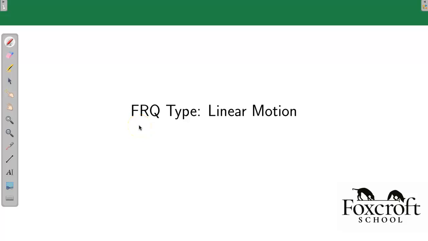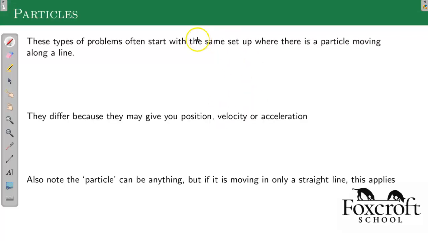So our next FRQ type that comes up on almost every single AP exam is linear motion. So how do we know we're looking at a linear motion problem? They're going to say this thing is moving back and forth along a straight line given by some function. And these might be a little bit different because they might say the velocity of this thing moving along a straight line. They might say the position of this thing, the acceleration of this thing. So they'll be a little bit different. But if something's moving along a straight line, then it's a linear motion problem.